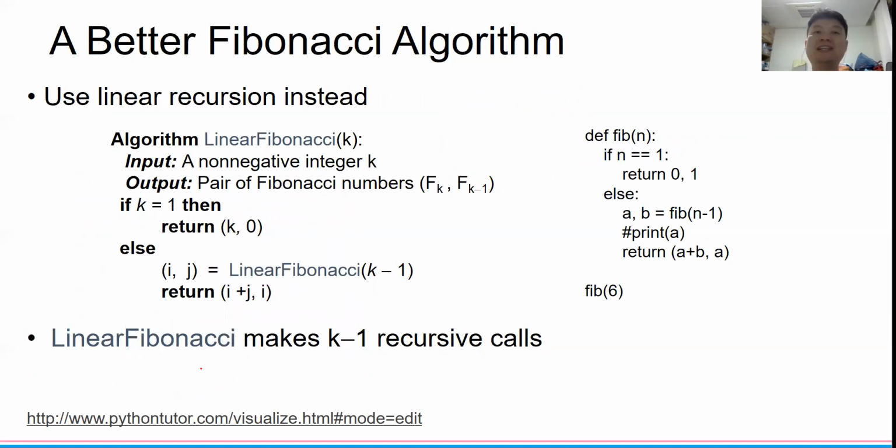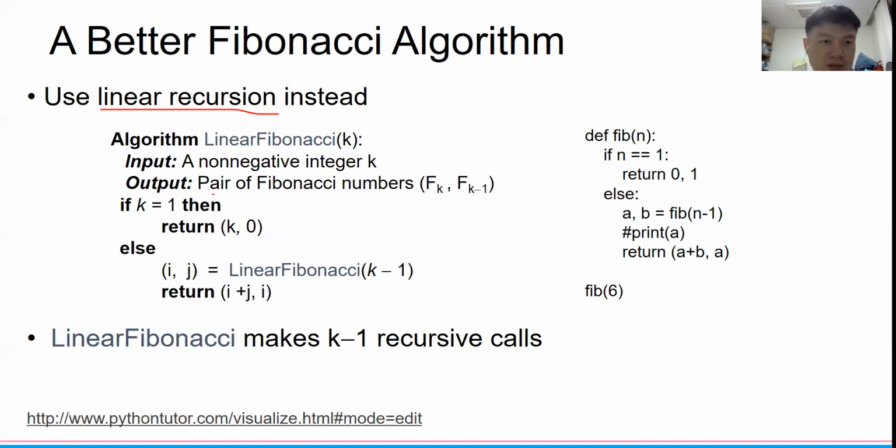So you can just make a linear Fibonacci. What is linear Fibonacci? You can just calculate the next number based on the previous number. So you don't need to make a binary Fibonacci. Sorry, you don't need to make a binary recursion. Just make a linear recursion. So linear recursion is enough for the Fibonacci algorithm in order to make efficient operation. So this is the algorithm.